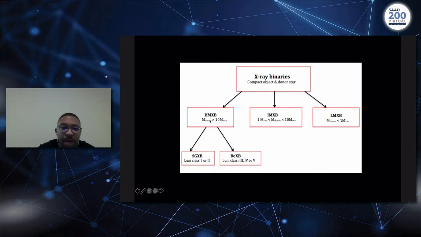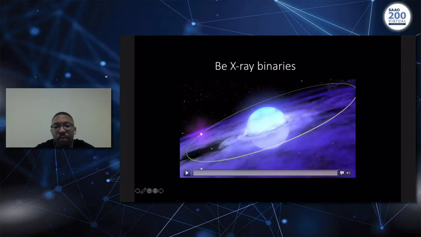So high-mass X-ray binaries can be further divided into supergiant X-ray binaries and Be X-ray binaries, depending on the luminosity class of the donor star. So if you have luminosity class 1 or 2, these make up the supergiant X-ray binary systems, whereas luminosity class 3, 4, and 5 type donors make up the Be X-ray binaries. So for this talk, I'll focus specifically on Be X-ray binaries.